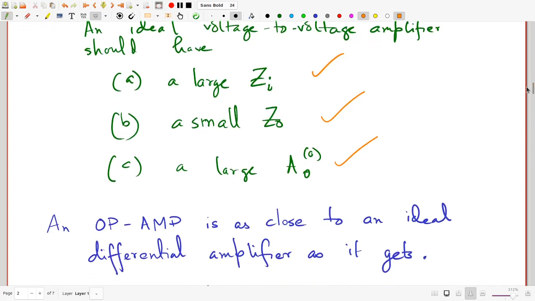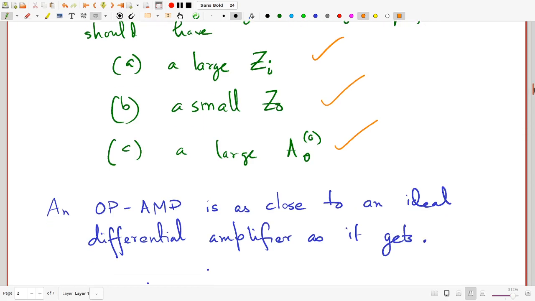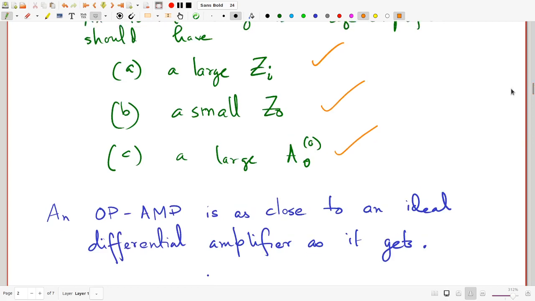Now, an op-amp happens to be as close to an ideal differential amplifier as it gets. So, it's an amplifier, a voltage to voltage amplifier, which has all these desirable properties, as we will soon see. The only new thing here is the word differential. So, we have to understand exactly what differential means in the terminology of an op-amp. Otherwise, an op-amp is just like an amplifier which has as great properties as you would want, as listed here.